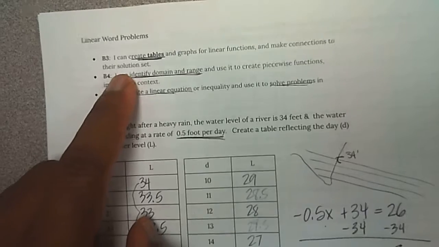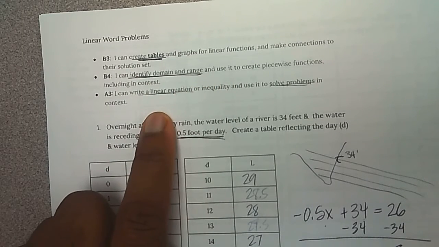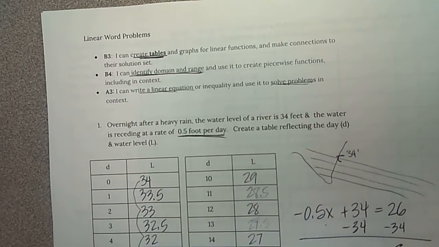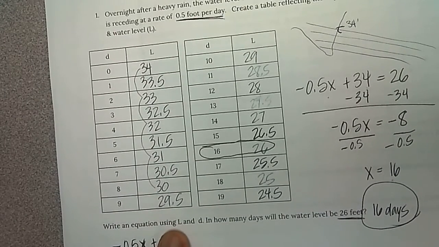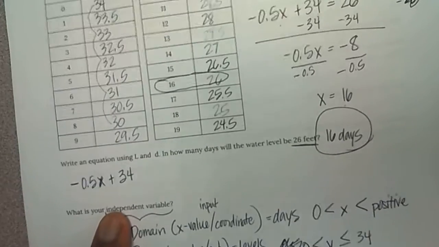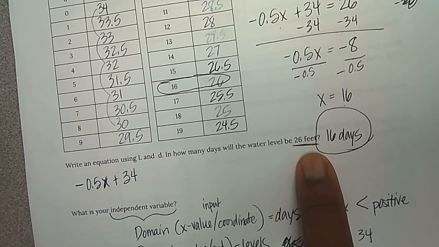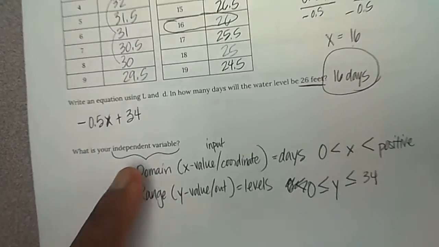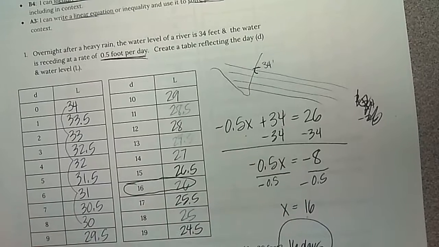So looking back at what we did, we talked about creating tables for linear functions, domain and range, and writing a linear equation and solving it in a problem. Talking about days and the water level, we set up an equation, and actually we used the table to find out when it would be 26 feet. We talked about domain and range, and we stepped back to solve equations.